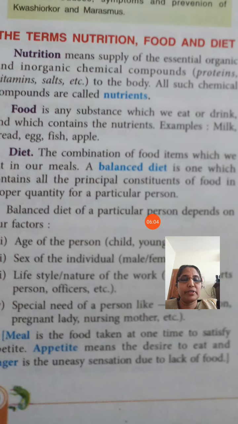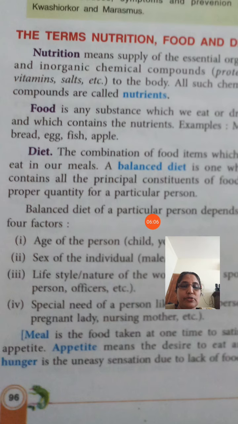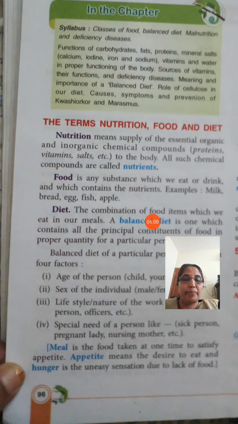Meal is the food taken at one time to satisfy the appetite. Appetite means hunger, to satisfy the hunger. The meal is the food taken at one time. Usually we take a meal 3 times a day. Then appetite meaning the desire to eat, and the hunger is the uneasy sensation due to the lack of food.